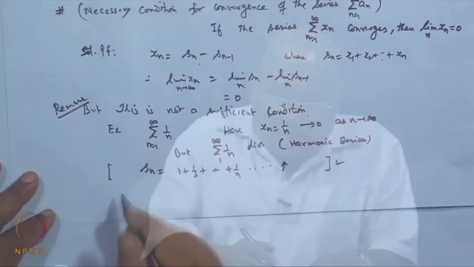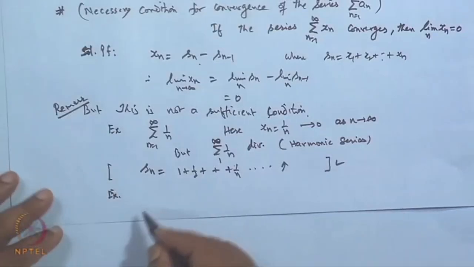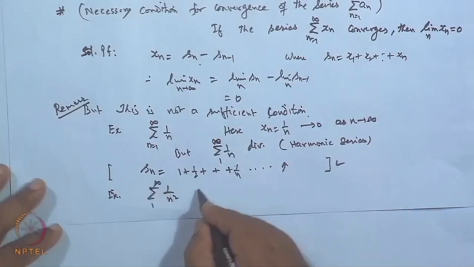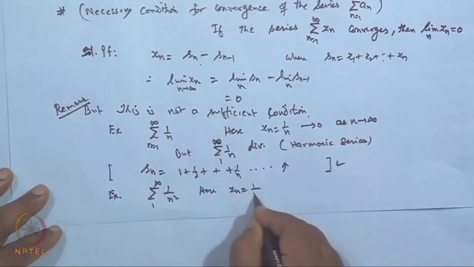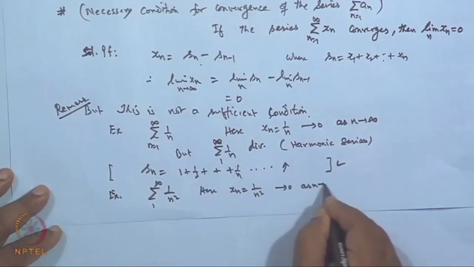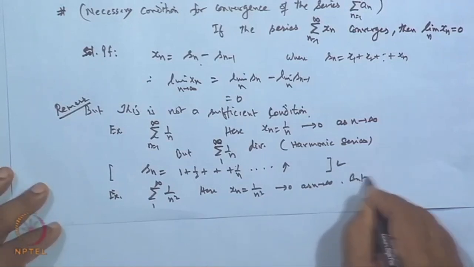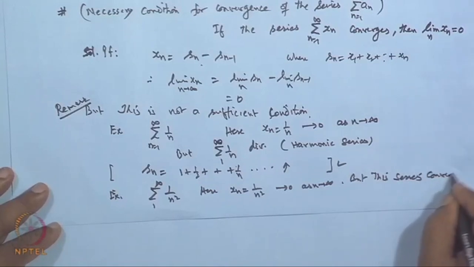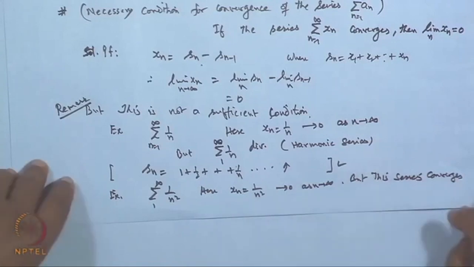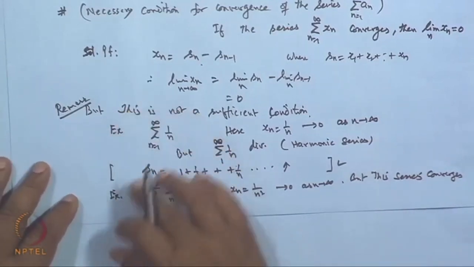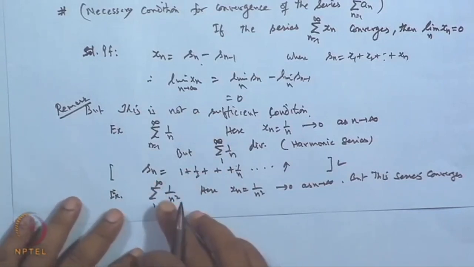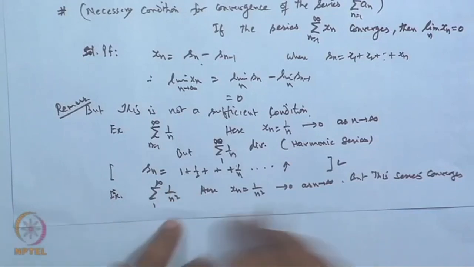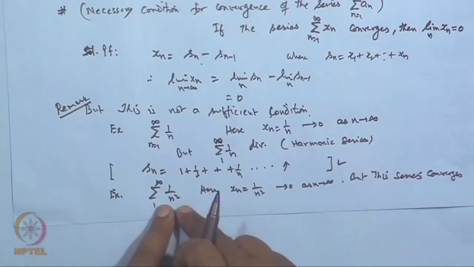If we take another example, say the series sigma of 1 over n square, n from 1 to infinity. Here the x n, which is 1 by n square, goes to 0 as n tends to infinity, but this series converges. That will also be shown after a few articles. When we test the series of the type 1 upon n to the power p, where p is greater than 1, the series will converge. That we will prove, hence from there you can say this is convergent.